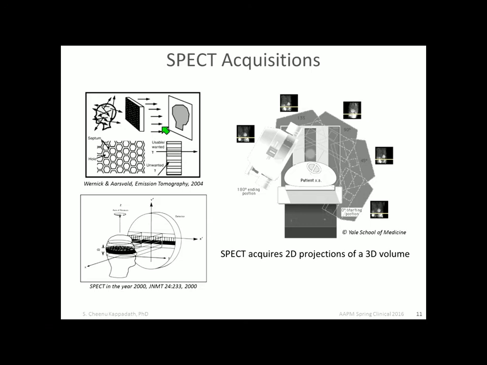So how do we do a SPECT acquisition? We have a patient here that is shown in this cartoon. Obviously, the photons are coming in all sorts of random directions. And then you have a collimator here that preferentially selects photons coming in this direction. There's a gamma camera here, so you get a projection image. And this gamma camera is then moved across the patient, so we see projections from different views.